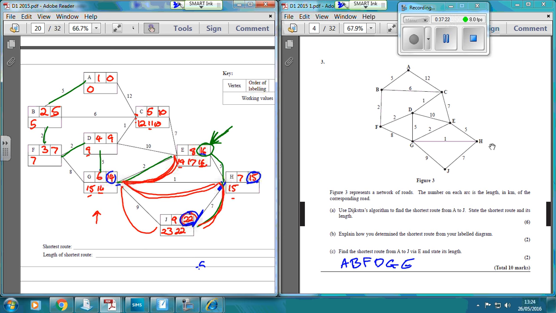Okay, so then when we're at E, we then go back to G, and we go to H, and we go to J. And the length of that, to get to E, we know that it is 16. Then we've added on another 2 to get back to G, another 1 to get to H, and then we've got another 7 to get to J. So 16 plus 2 plus 1 is going to be 19, plus another 7 is going to equal 26.